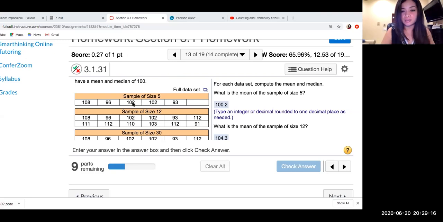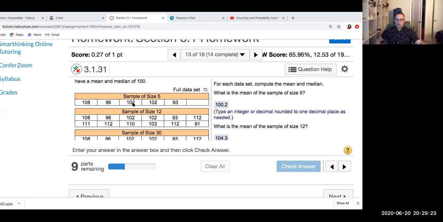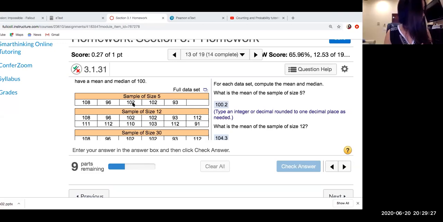Which one's the mean again? Median is the middle. Yeah. Mean is add all the values of the variable in the data set and divide by the number of observations.